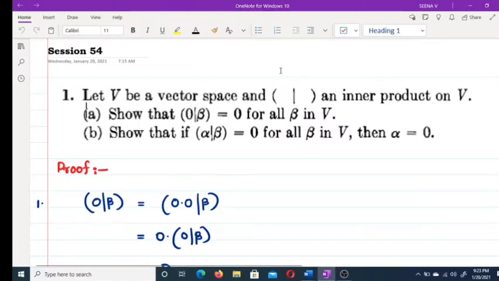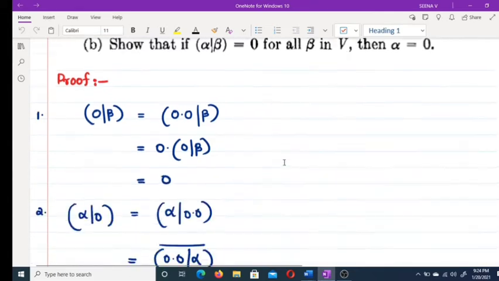Hi, good morning. Today we are going to discuss some problems in session 8.1, the inner product. The first problem is: let V be a vector space with an inner product on V. Show that the inner product of 0 and beta equals 0 for all beta in V. Also show that if the inner product of alpha and beta equals 0 for all beta in V, then alpha must be equal to 0.